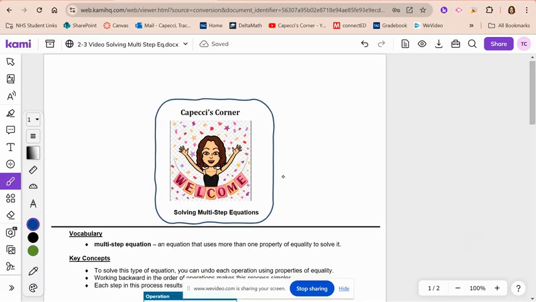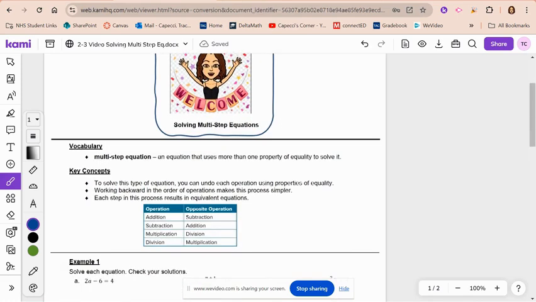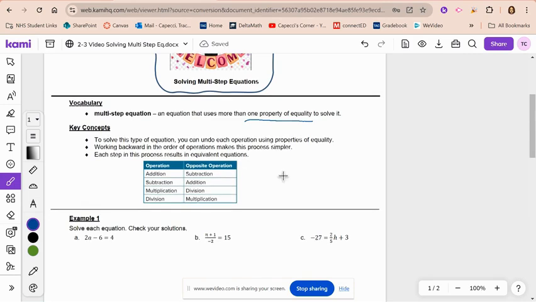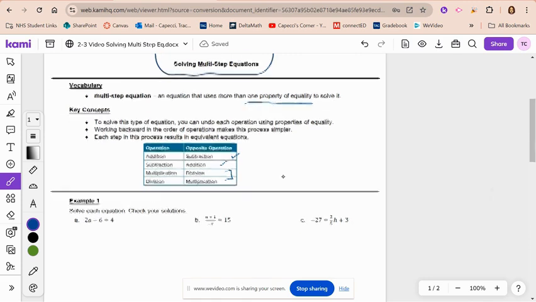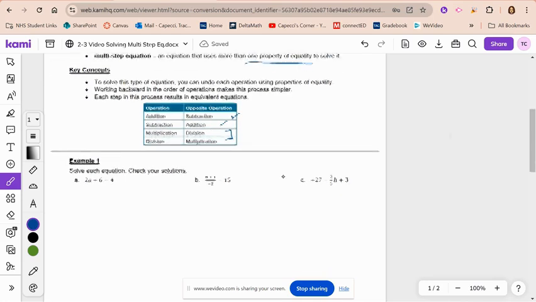Reggie's Corner, we're going to solve multi-step equations. So remember that a multi-step equation is an equation that uses one or more properties, right? So we're doing more things, multi-step, more than one. Okay, so just as a reminder, there are opposite operations, right? Addition and subtraction go together, and multiplication and division go together. So to solve this type of equation, we're going to undo until we get the variable by itself.